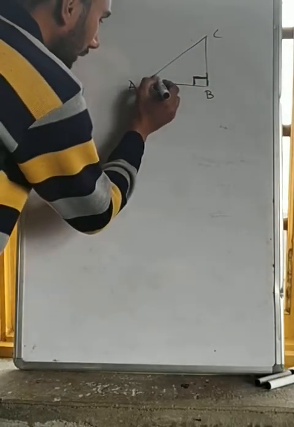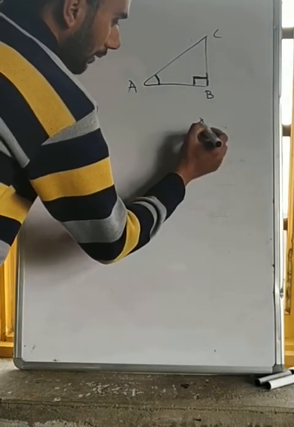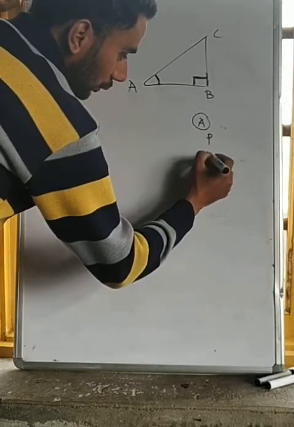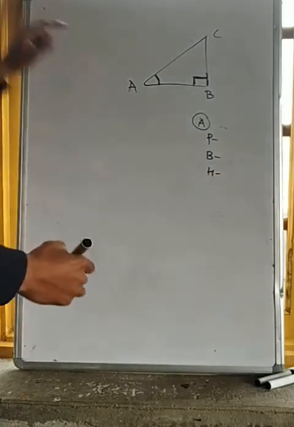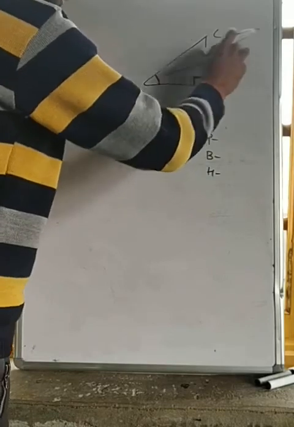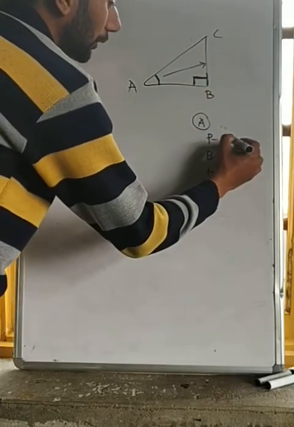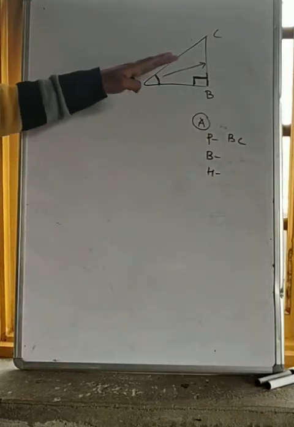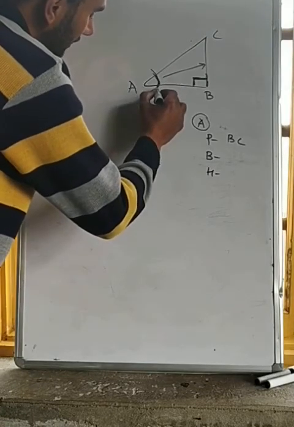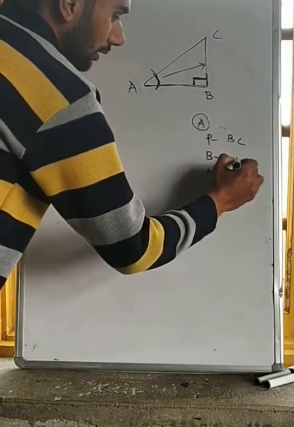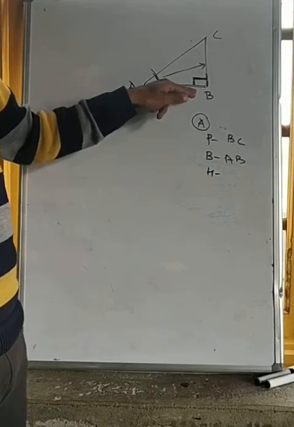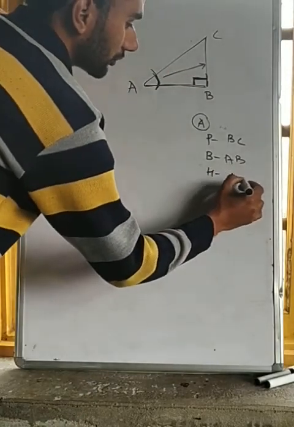If we talk about angle A, we will keep it updated with all its three sides, perpendicular, base and hypotenuse. For angle A, the perpendicular is BC because it is exactly opposite to this angle. So perpendicular is BC. For base, the side next to the angle, which is AB, is base, and the remaining side, which is exactly opposite to the 90-degree angle, is called hypotenuse. So hypotenuse here is AC.